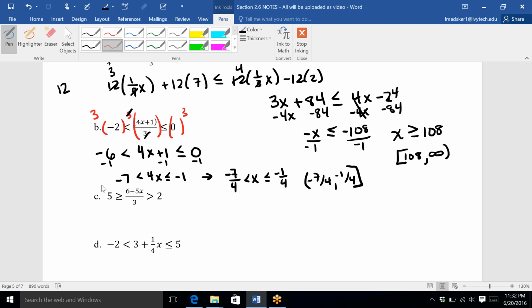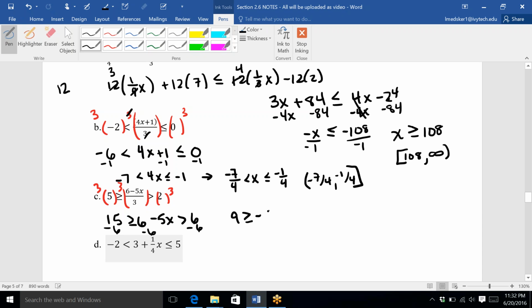So this next one, I would multiply everything by 3 to clear out that denominator in the middle. So this would be 15 is greater than or equal to 6 minus 5x, which is greater than 6. I would subtract 6 from all three parts. So that is 9 is greater than or equal to -5x greater than 0. We would divide everything by -5. Now, because we're dividing by a negative, that flips all of our inequalities. So this would be -9/5 is less than or equal to x, which is less than 0.